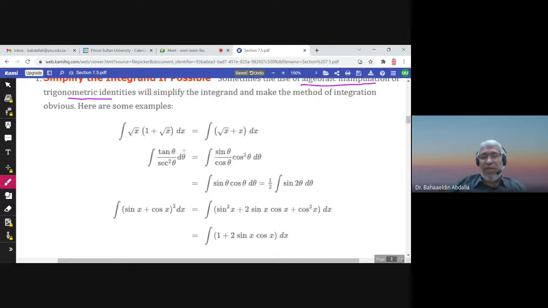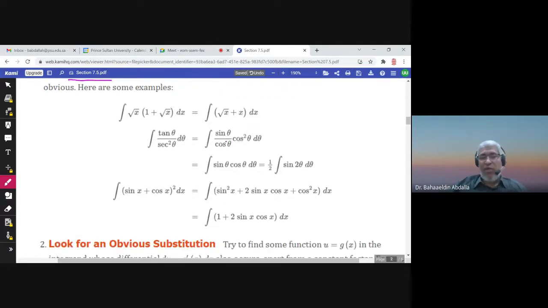So here, for example, tan theta over secant square theta, if you write tan as sine over cosine, and 1 over secant square is cosine square, and canceling cosine with one of these cosines, you get sine times cosine. And now you can take sine theta as u, and cosine theta d theta would be du, and then it would be u square over 2 or sine square over 2.